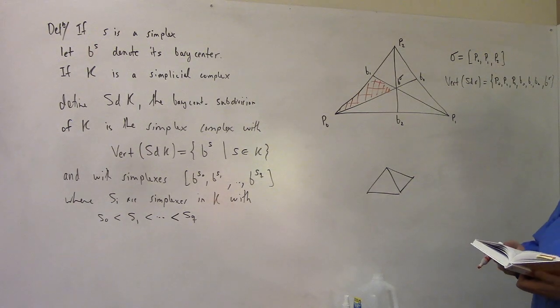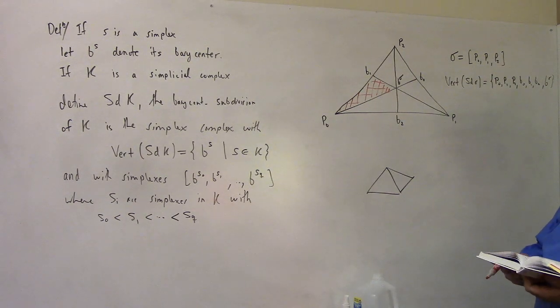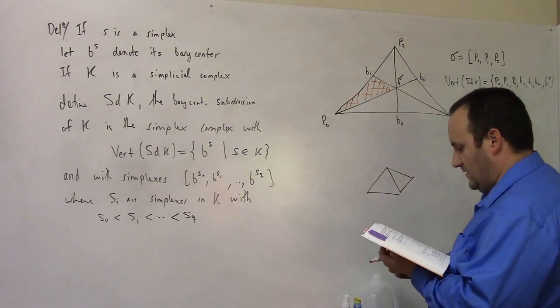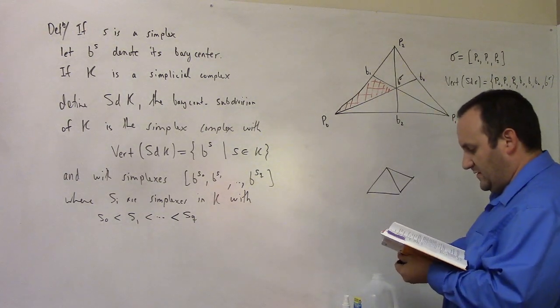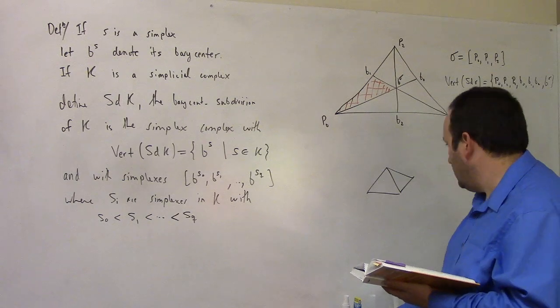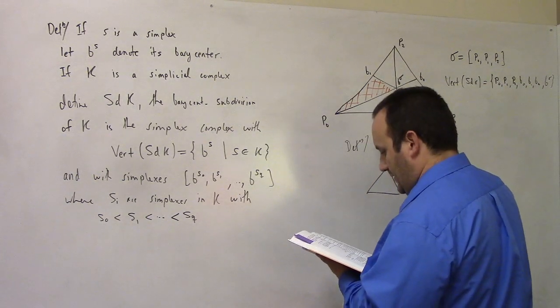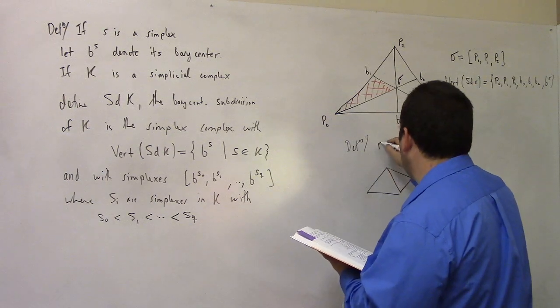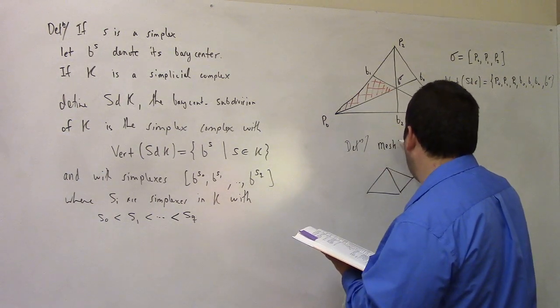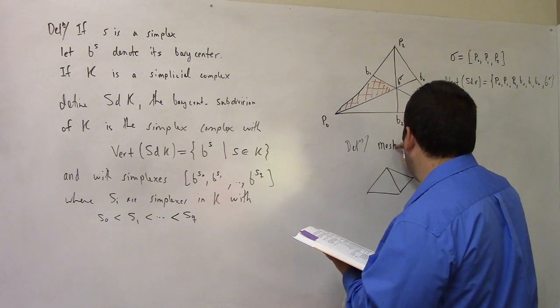Okay, sorry. Anyway, so definition. What's the definition next? If we have K as a simplicial complex, then what's the mesh of K? Mesh. I'm making a mask. I don't know what that would be.